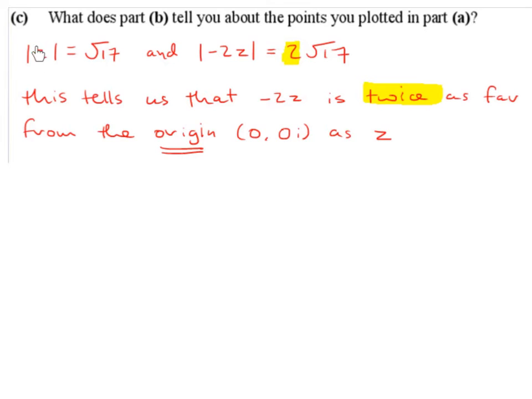Well, we got the modulus of z to be root 17, and the modulus of minus 2z to be 2 root 17. So this tells us that minus 2z is twice as far from the origin, 0, 0i, as z. So we got root 17 and 2 root 17. So this is twice as far from the origin as this is.